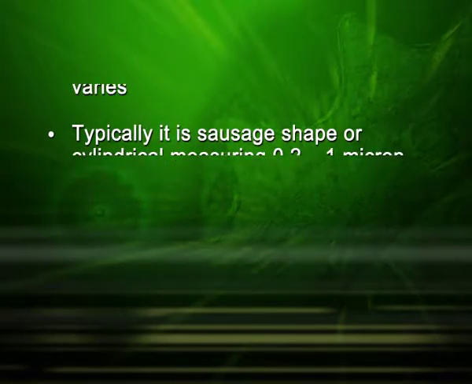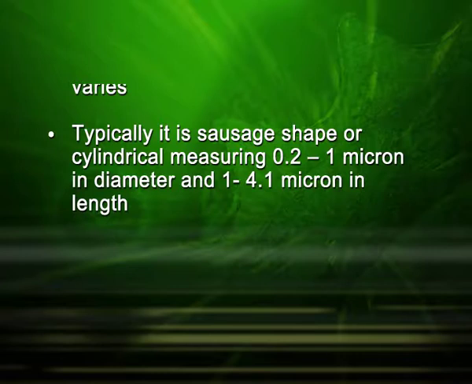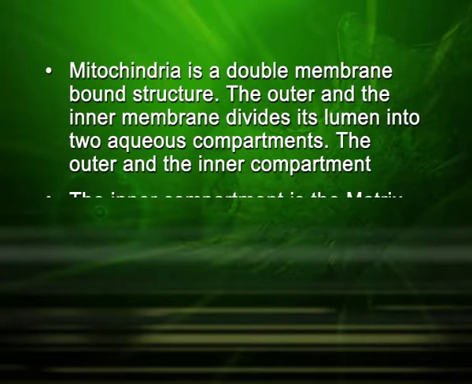The number of mitochondria per cell, their shape and size vary. Typically, mitochondria are sausage-shaped or cylindrical, measuring 0.2 to 1 micron in diameter and 1 to 4.1 microns in length. Mitochondria is a double membrane bound structure.